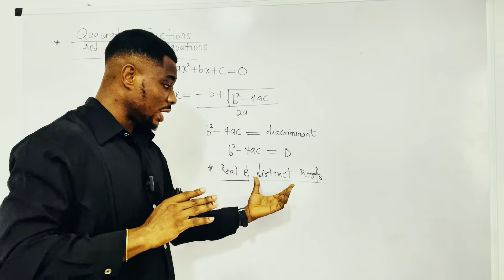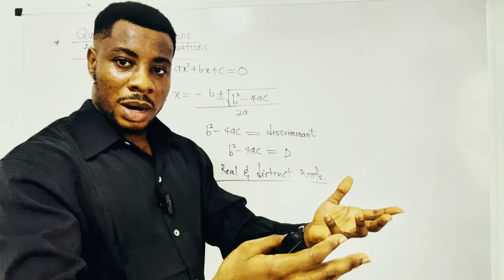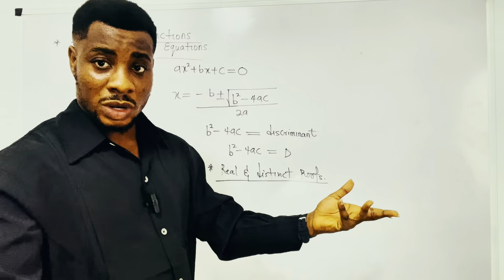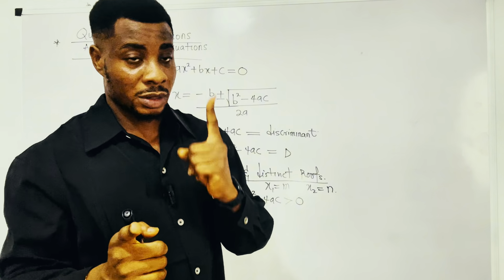Then they are real, which means we have a normal number, it could be 1, minus 1, 2, minus 2. How do I know that I'm going to have real and distinct roots? These are roots where x1 is equal to m and x2 is equal to n, so two different roots, two distinct roots. Remember, b squared minus 4ac must be greater than 0. When b squared minus 4ac is greater than 0, we have two roots that are real and different.